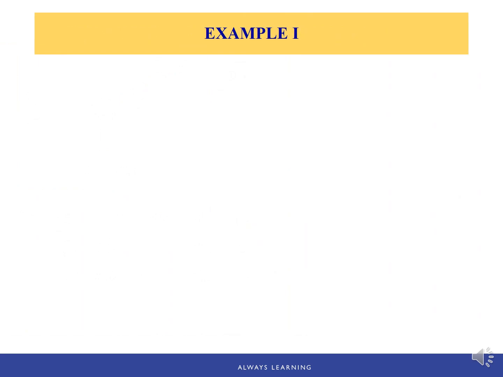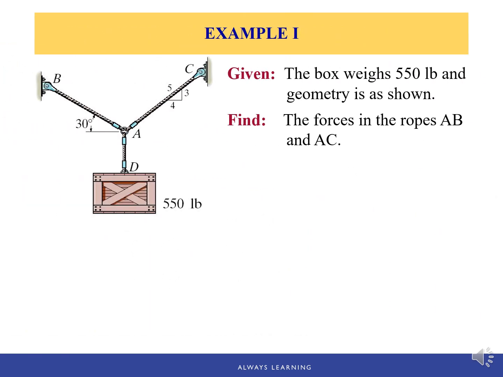Let's see another example. We're given a box that weighs 550 pound force. Please keep in mind that in this textbook, when you see pound, it means pound force, the US customary unit for force. It's not a mass unit, so we're going to use pound force for all of our solutions, and we don't have to convert mass to weight. The geometry is as shown in this figure. The forces in the ropes AB and AC are to be found.